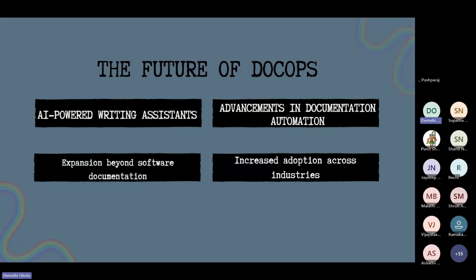We take these tools to other industries, say a car manufacturer or a battery manufacturer, and then they have these user guides, these user manuals, and then they can use these tools as well to make things easier and better for them, increasing adoption across industries.